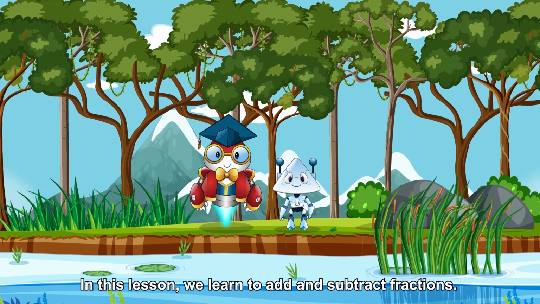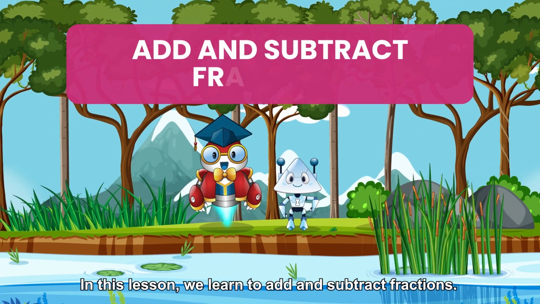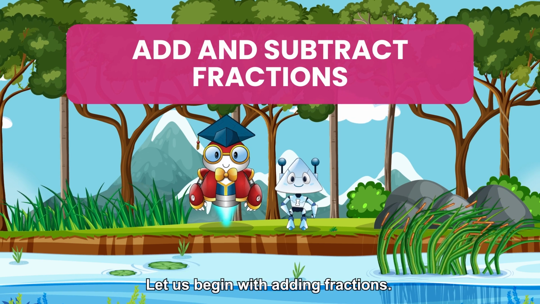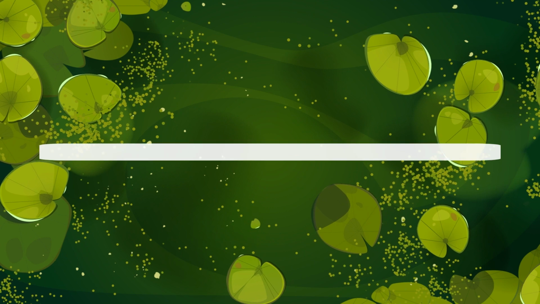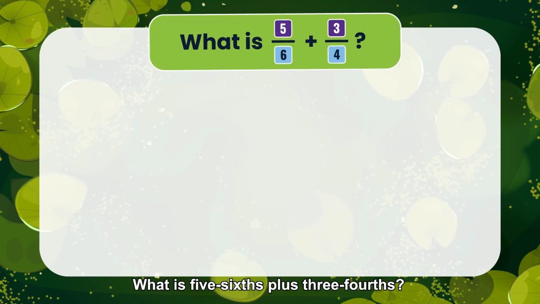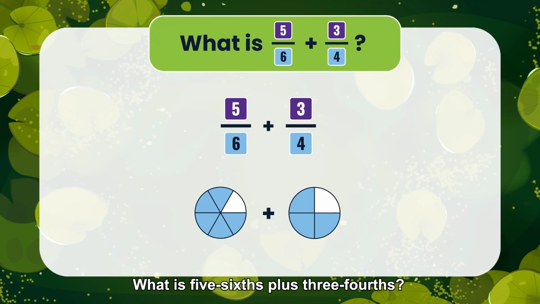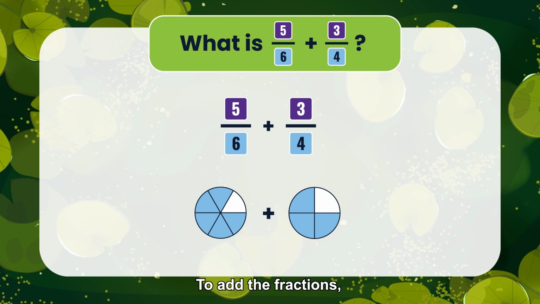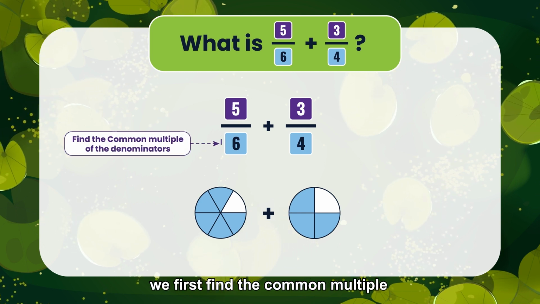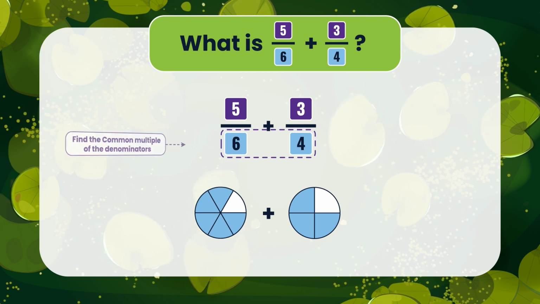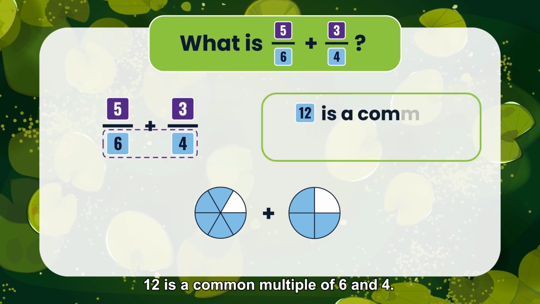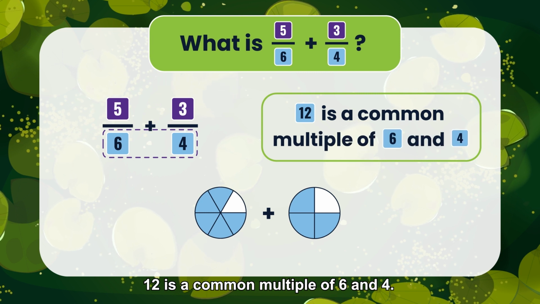In this lesson, we learn to add and subtract fractions. Let us begin with adding fractions. What is 5/6 plus 3/4? To add the fractions, we first find the common multiple of the denominators 6 and 4. 12 is a common multiple of 6 and 4.